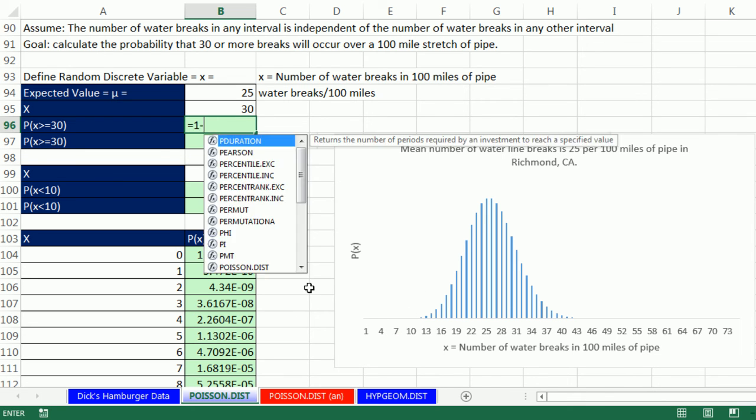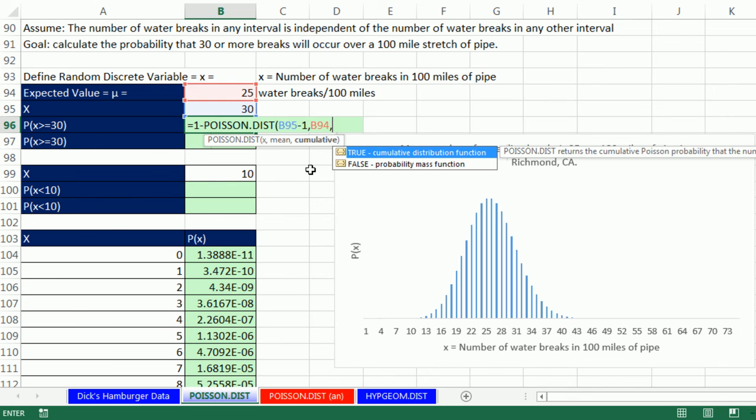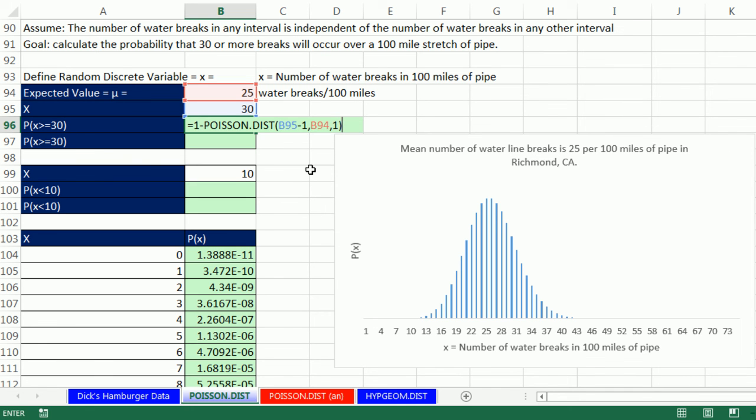Equals 1 minus POISSON.DIST, and the x is 30 minus 1. That's the 29. It's going to go from here all the way to 29, comma, and the mean, comma, 1 for cumulative. It'll get all of that, subtract it from 1, and boom, there's our probability. So there's like an 18% chance that there'll be 30 or more water breaks over a 100-mile stretch in Richmond.